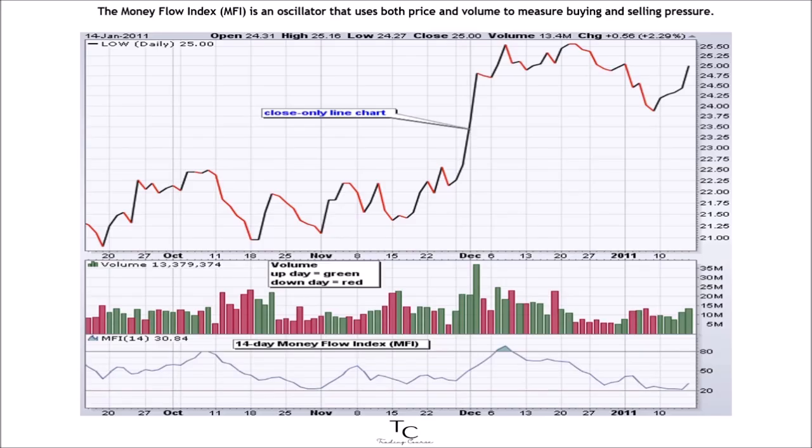The Money Flow Index, MFI, is an oscillator that uses both price and volume to measure buying and selling pressure. Created by Gene Quong and Avrum Soudack, MFI is also known as volume-weighted RSI. MFI starts with the typical price for each period. Money flow is positive when the typical price rises, buying pressure, and negative when the typical price declines, selling pressure.